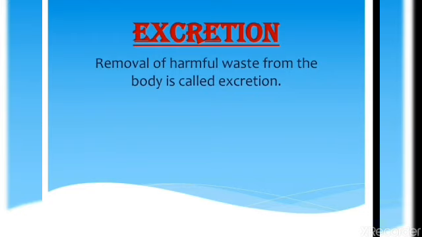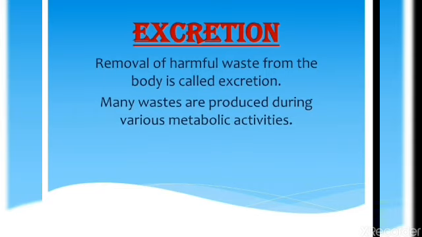First of all, excretion. This word we have come across in our previous classes also. Excretion is just the removal of waste products from the body. From where do these waste products come? These waste products come from various metabolic activities which take place in our cells, like digestion, respiration, growth, repair, maintenance. All of these activities yield some kind of waste products and they have to be removed from the body.